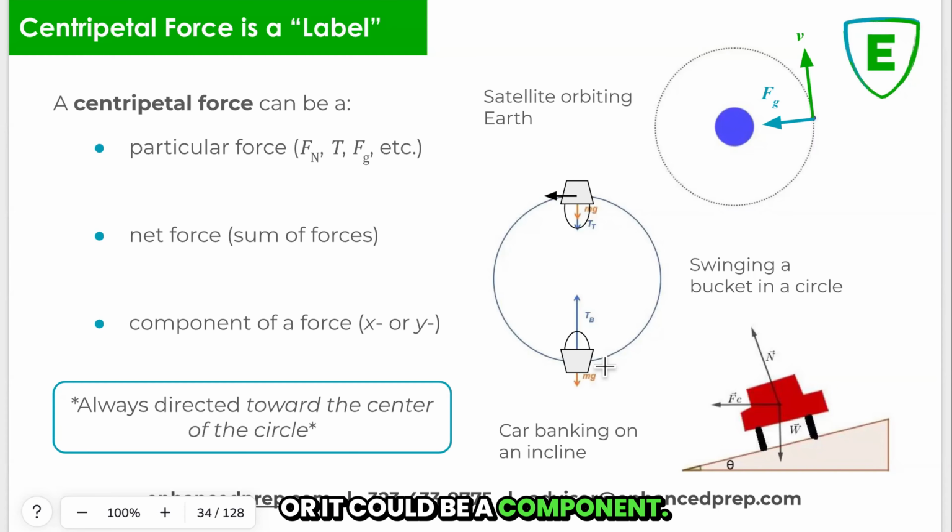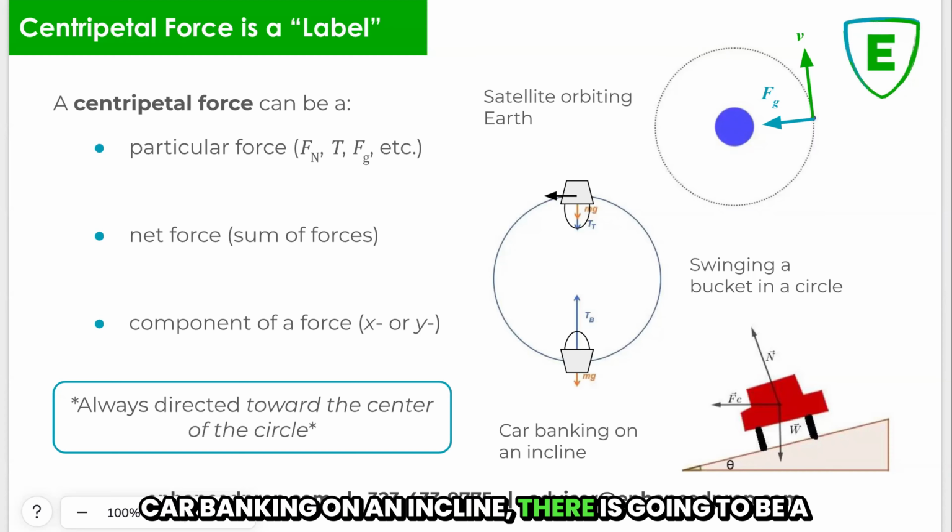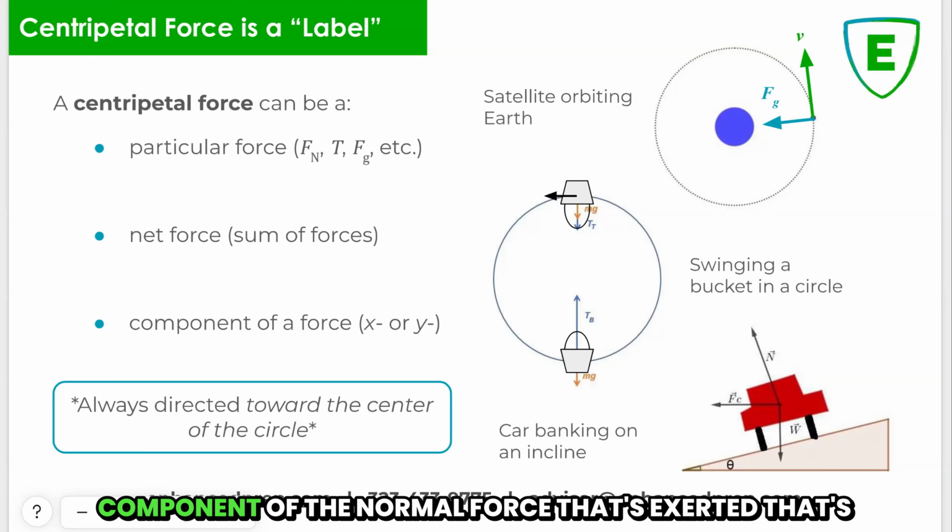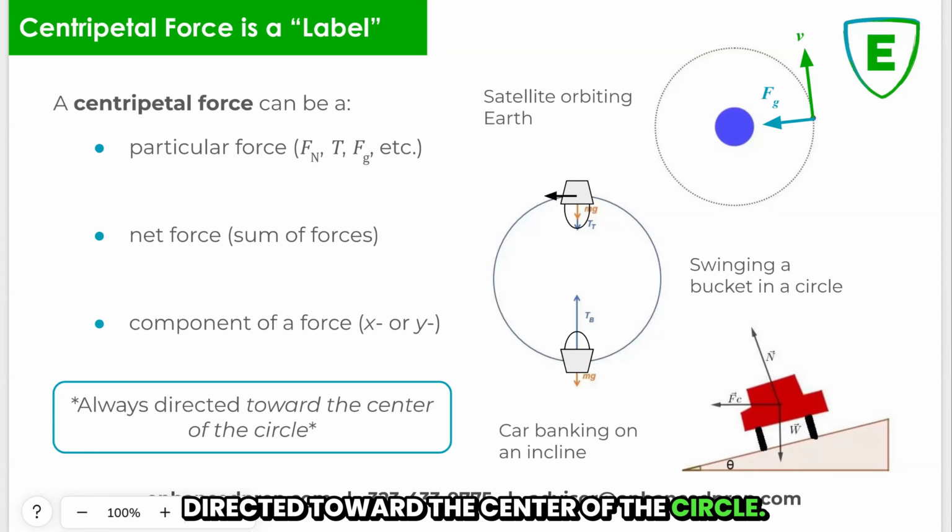Or it could be a component. For a car banking on an incline, there is a component of the normal force that is directed toward the center of the circle. And actually, that's why banking helps out. It reduces what the car has to do, specifically the friction in the wheels needed to keep a car moving in a circle.